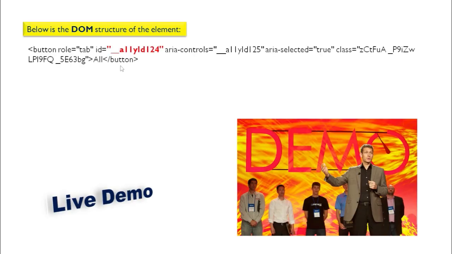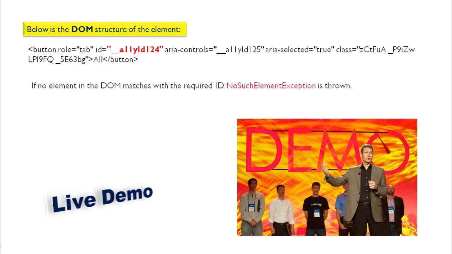This is one web element and its id is leid124. Now you can see this one has numbers, so we should not go with this id attribute. You can take other locators. Here you can see everything is available, so you can go with the link text. You can also go with the button role tab.